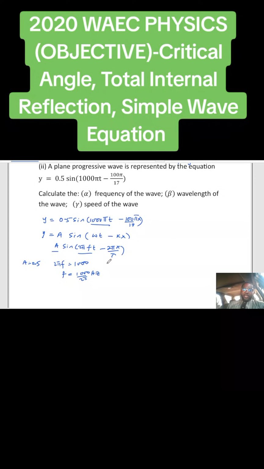Okay, now the next one is here. If you compare this with this, you can see that 2 pi over lambda is equal to 100 pi over 17. Can you see that? So from this we can find what that is.